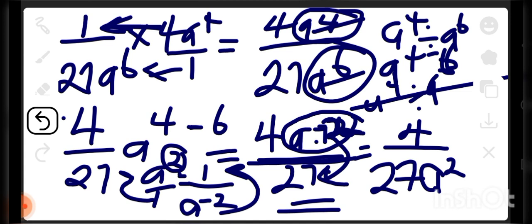That's how it is. If a number crosses the division line, the power will change sign, from negative to positive or from positive to negative. So take note of that. That's very important. So thank you.